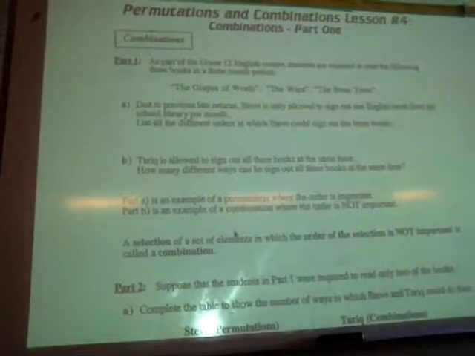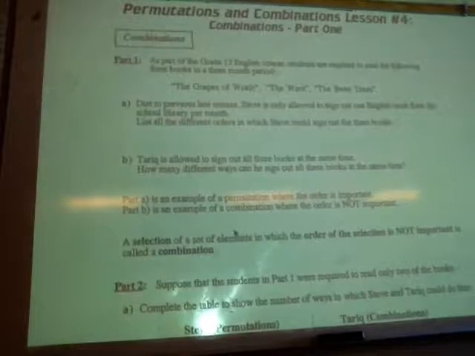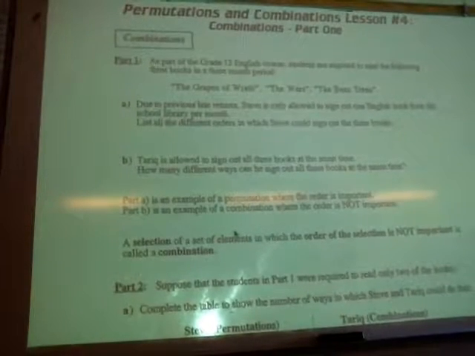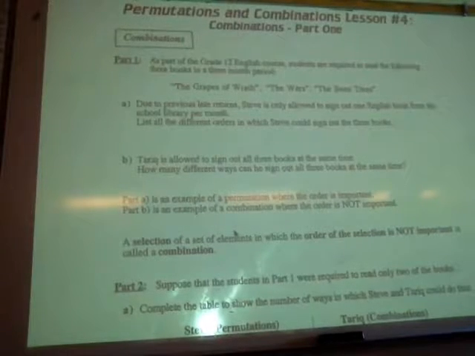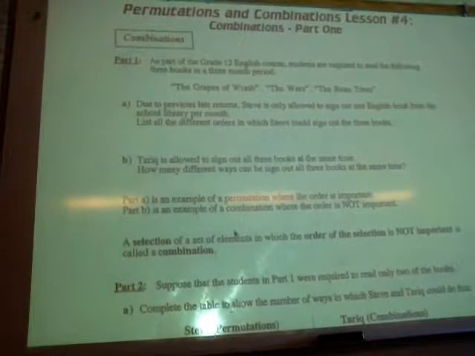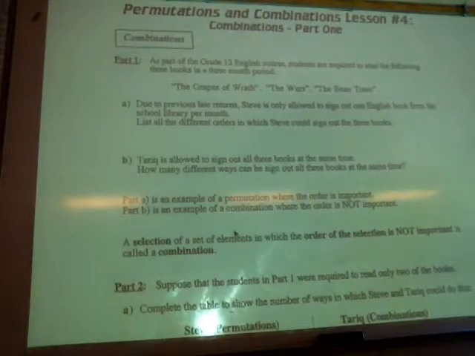Okay, now we're going to look at combinations. So, first example, as part of a grade 12 English course, students are required to read the following 3 books in a 3-month period. So we have The Grapes of Wrath, The Wars, and The Bean Trees. Due to previous late returns, Steve is only allowed to sign out 1 English book from the school library per month. List all the different orders in which Steve could sign out the 3 books.